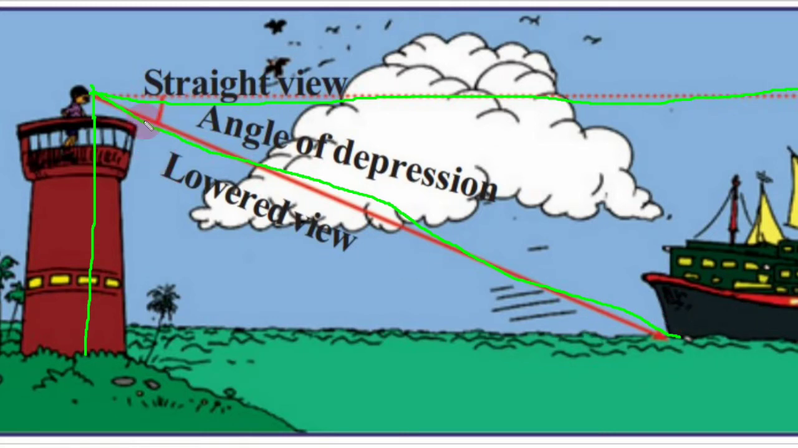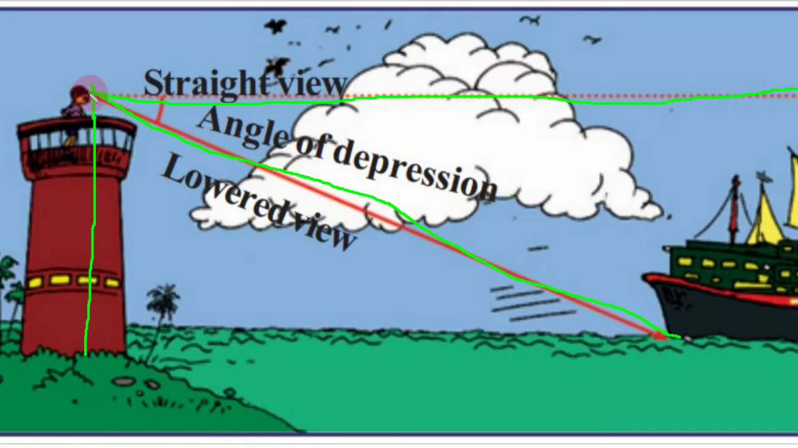The angle between the straight view and the lowered view is called the angle of depression. So two angles are there: one is angle of elevation and the other is angle of depression. These two angles are important in the measurement of heights and distances. This is the straight view and this is the lowered view, and the angle between the straight view and the lowered view is called the angle of depression.